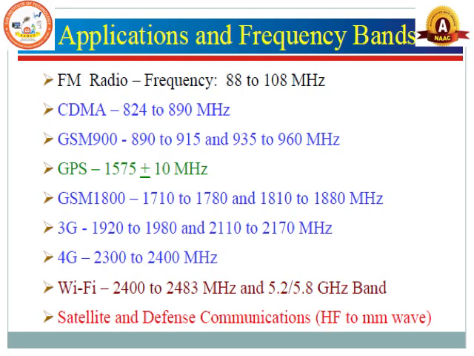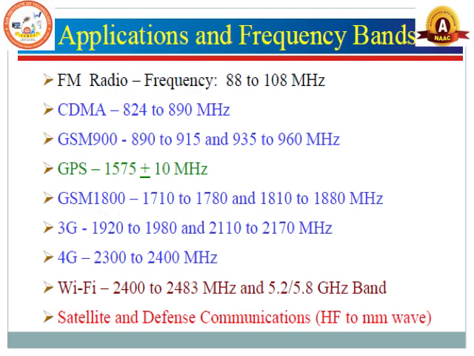Now let us look at the applications and frequency bands. FM radio is specifically 88 to 108 megahertz. CDMA operates in 824 to 890 megahertz. GSM 900 operates in 890 to 915 as well as 935 to 960 megahertz. GPS is 1575 plus or minus 10 megahertz.